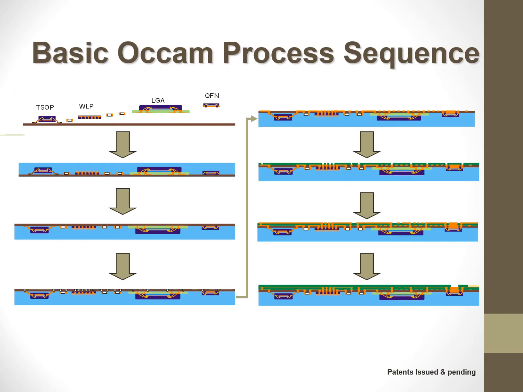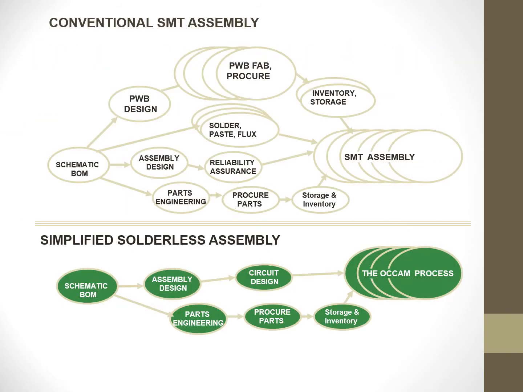Here's what that basic process sequence looks like from top and then up and then down again. It shows examples: components placed, encapsulated, the assembly flipped over, access to the terminations on the components is done, and then a number of layers, these processes are repeated until the number of layers required are achieved to make all the interconnections for the electronic.